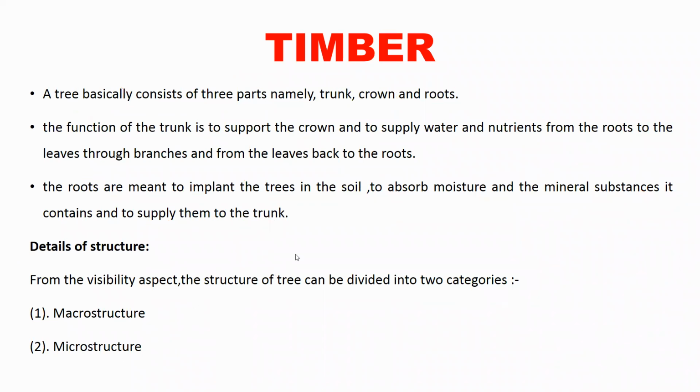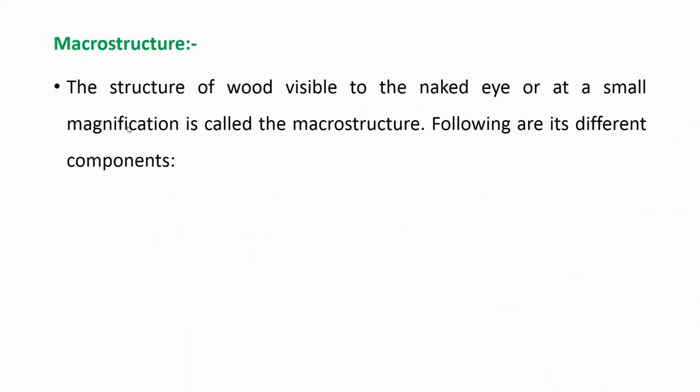Okay, so two structures are there: macrostructure and microstructure. So what is macrostructure? The structure of wood visible to the naked eye, at a small magnification, is called macrostructure. The following are the components of macrostructure, which we will discuss in the next slide.